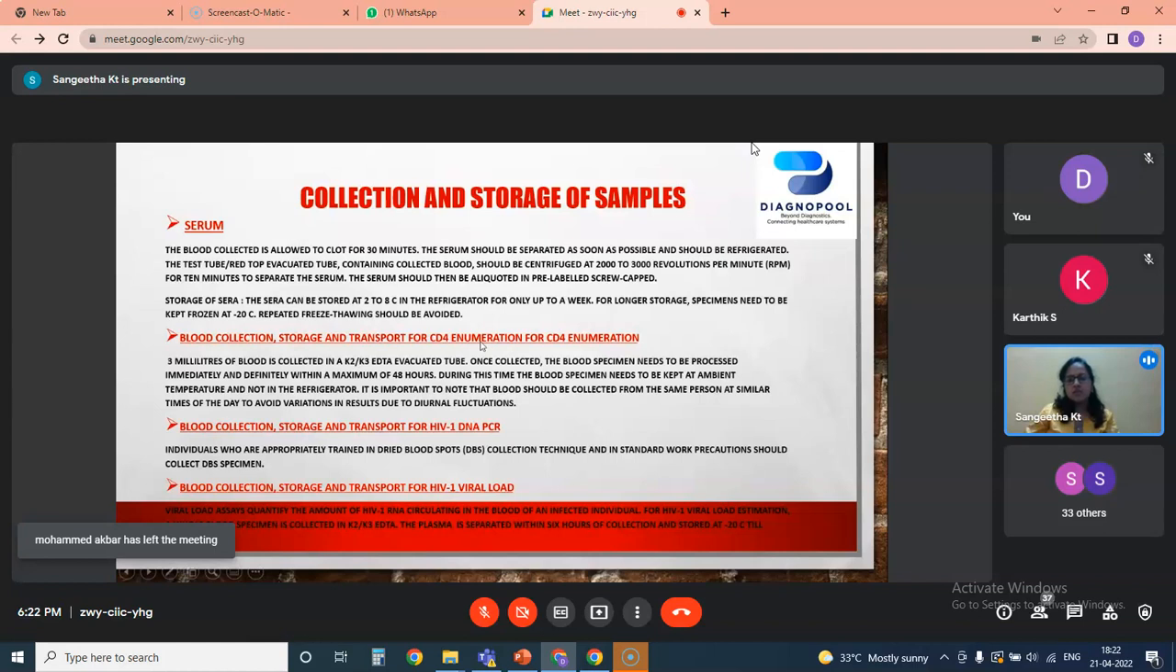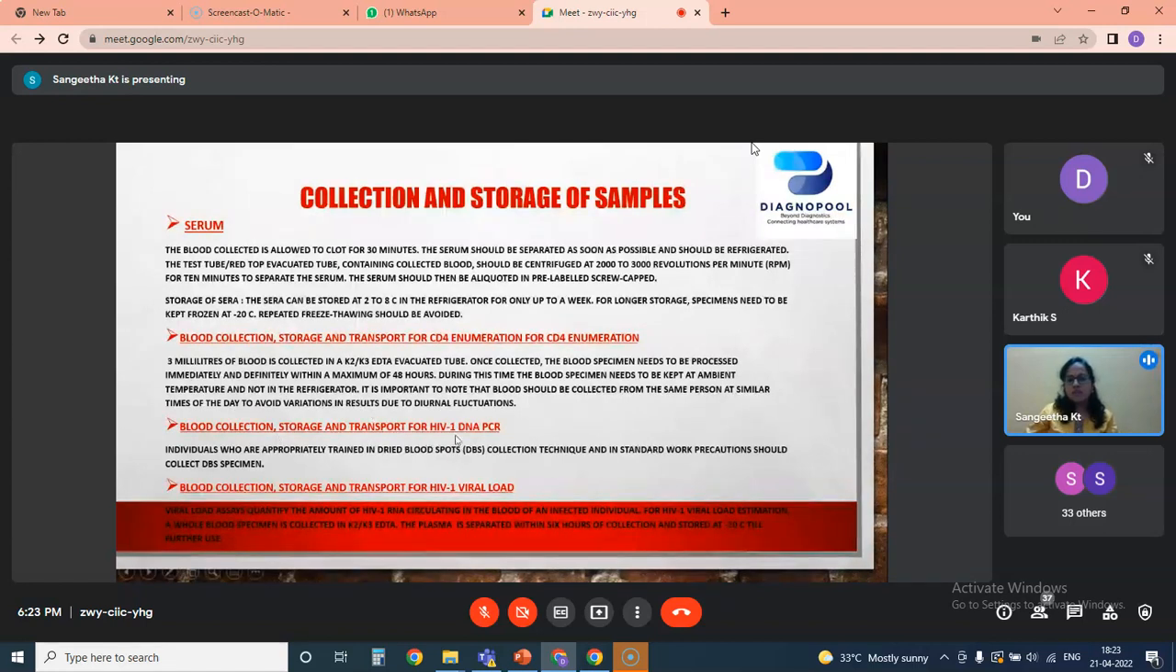When it comes to CD4 testing, you need to remember that 3 ml of blood is collected in an EDTA tube. Once collected, the blood specimen needs to be processed immediately and definitely within a maximum of 48 hours. During this time, the blood specimen needs to be kept at ambient temperature and not in the refrigerator. So you need to focus on what test you are doing, and accordingly collect the sample and store it in the particularly mentioned format.